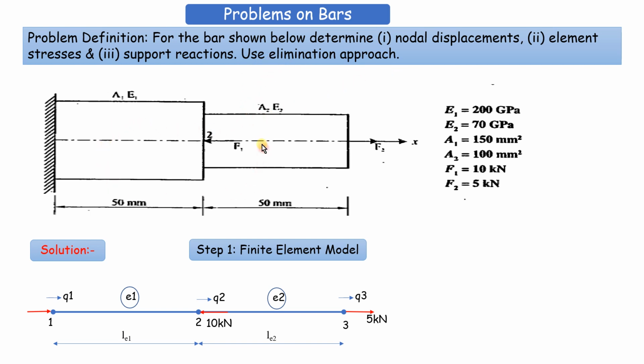So this is the problem given to you, a stepped bar. Okay, so this is the given data. Young's modulus E1 equal to 200 GPa, and cross section area of the first bar as 150 mm square. Then Young's modulus of the second bar. So this is made up of one material, this is made up of one material, and both are having different cross sections, and this is the force applied to it. And this direction x indicates the direction.